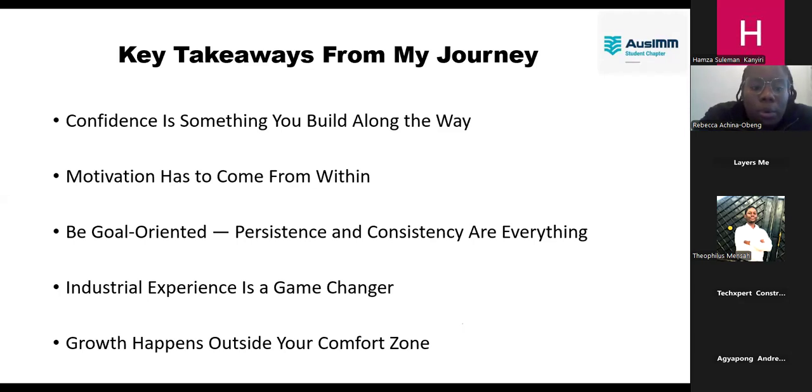So be goal oriented. Persistence and consistency are everything. Success doesn't come instantly, right? I had to be intentional, set clear goals, and stay consistent, even when things weren't happening as fast as I wanted. Whether it was networking, learning new skills, applying for roles, adapting to the Canadian environment or the German environment, I kept showing up. Always show up.